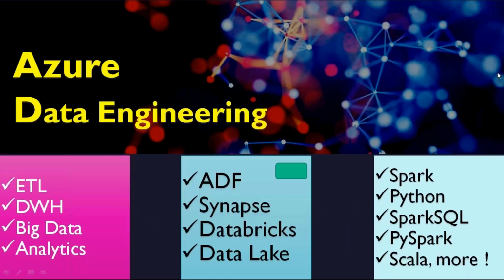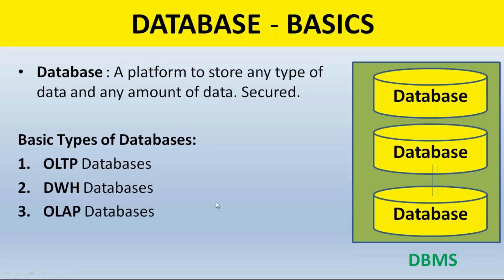In this data engineering course, we have something called ETL, something called data warehouse, something called big data and analytics, and few other components. What are these? Why we need them? Let's understand step by step. Let's understand what is data engineering first. For that, let's start with what is database. Towards engineering, what is database?